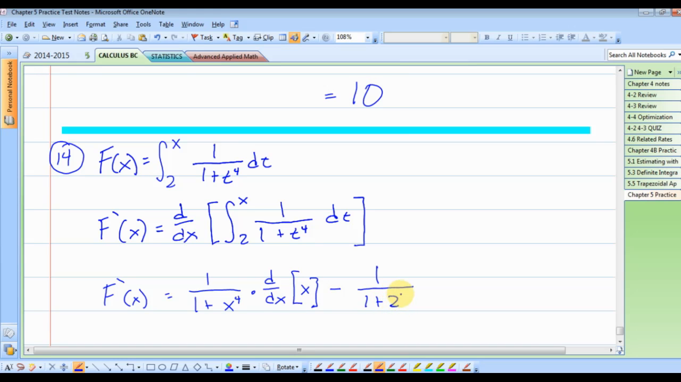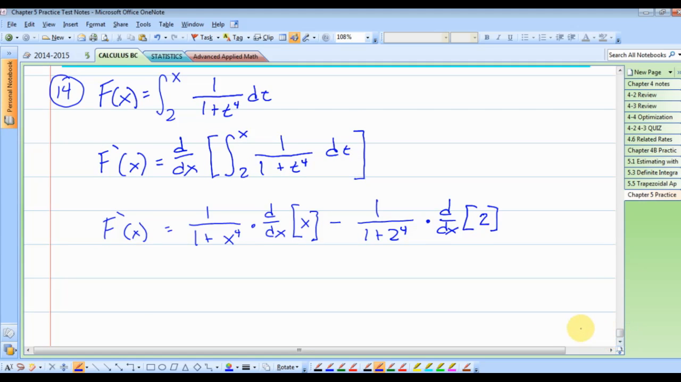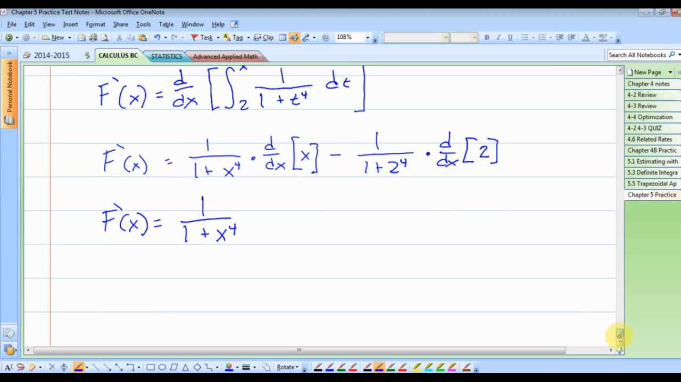So f prime of x equals 1 over 1 plus x to the 4th, and you're going to multiply by the derivative of the lower limit. If you know already it's 0, you don't have to write it. F prime of x is equal to 1 over 1 plus x to the 4th.